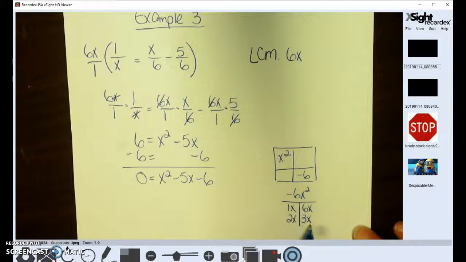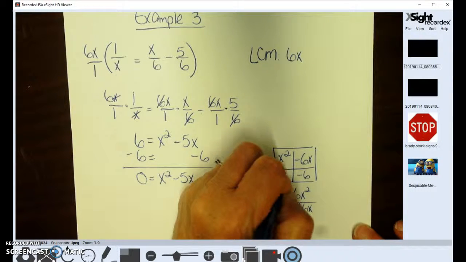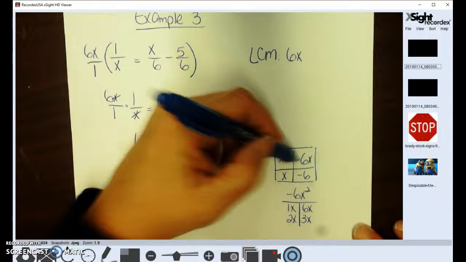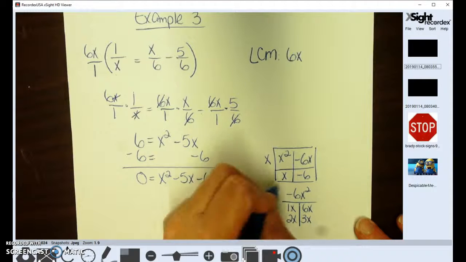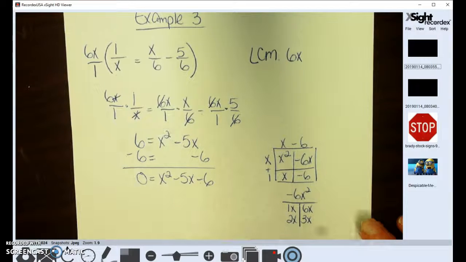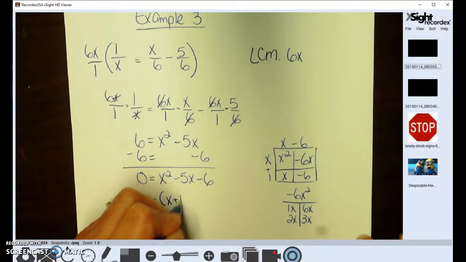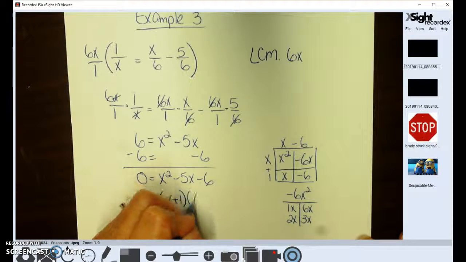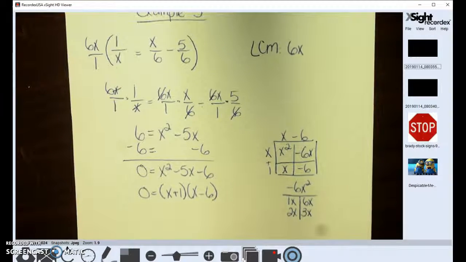So if that happened down here, that would give me either positive 1 or negative 1. So it has to be this one, and the 6 has to be negative because I need negative 5. So remember, the diagonal has to add up to this term. So now I factor out GCF, so x plus 1, x minus 6. So I get 0 equals x plus 1, x minus 6. This is a good review for our quadratics that are going to be on the final exam.